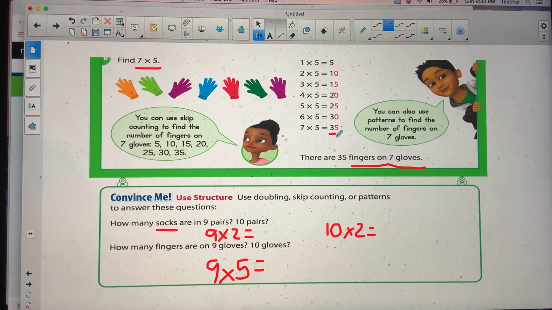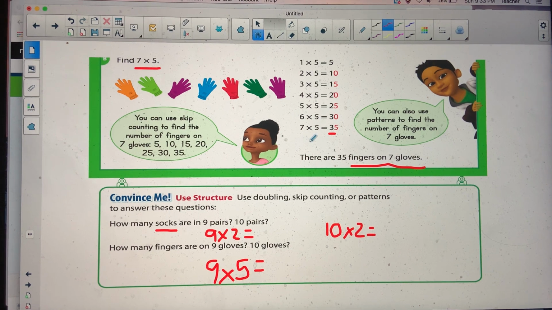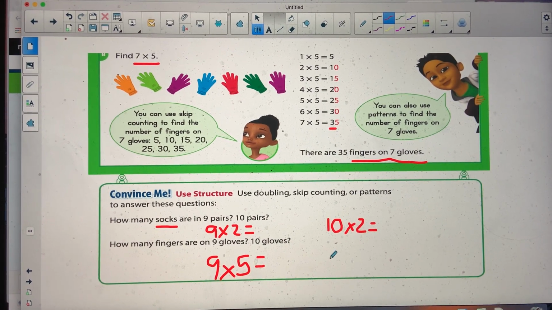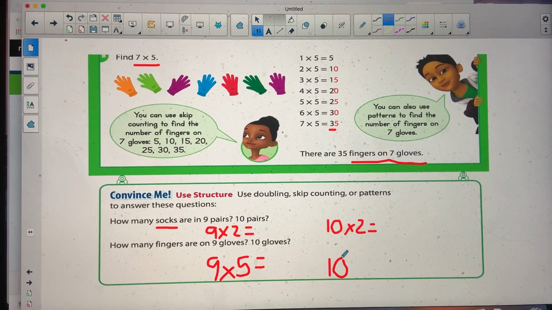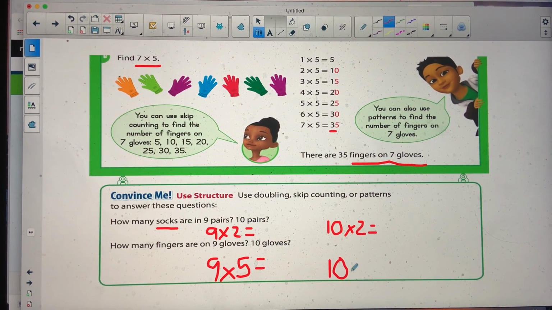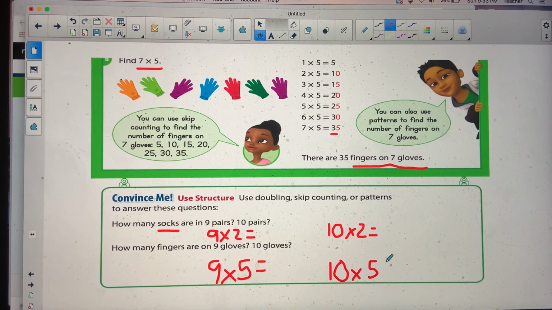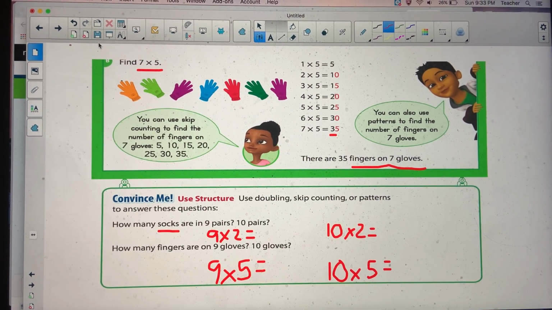Just keep extending it. Follow the pattern up here. 8 times 5 would give me 40, so 9 times 5 gives me, and just keep going. And then 10 times 5, because it says 10 gloves, and I'll let you fill that out there. All right.